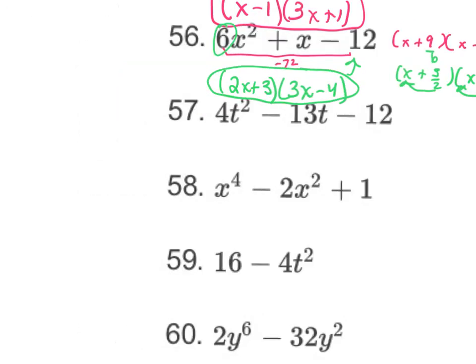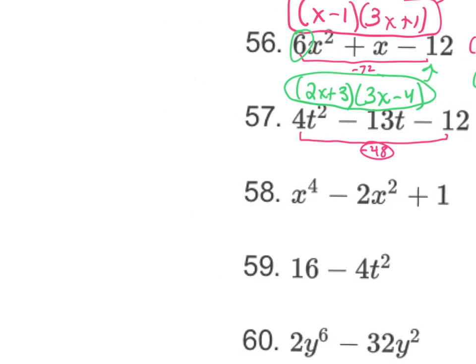For 57, I'm going to change my t's to x's just because I don't like what happens when I write them. When I write t's, they look like plus signs. So again, no GCF, so I'm going to multiply a times c. 4 times negative 12 is negative 48. Factors of negative 48 that multiply to give me negative 48, but add to give me negative 13. That would be 16 and 3. So x and x, minus 16 plus 3.